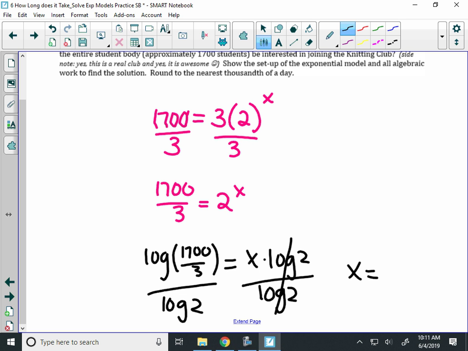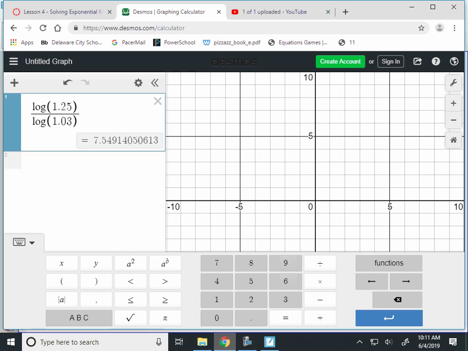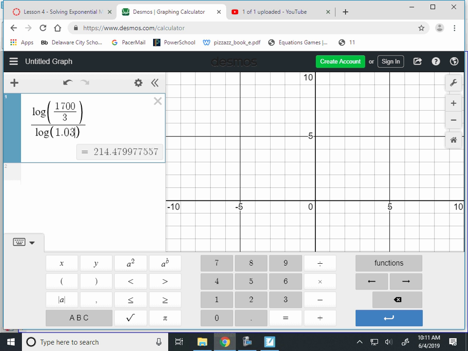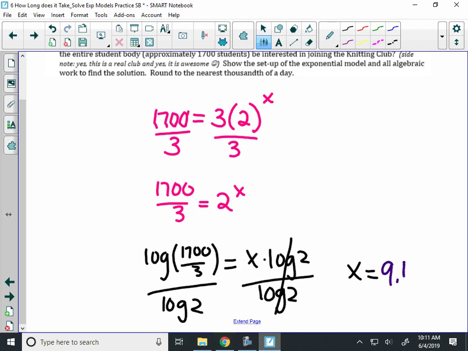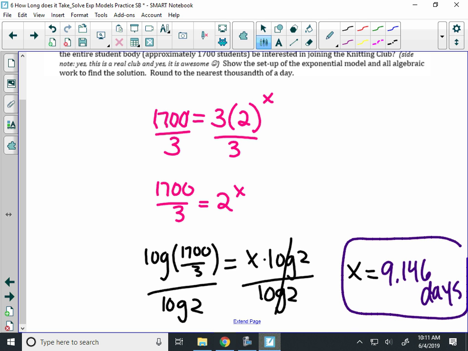So we'll type this in. Log of 1,700 divided by 3, divided by log of 2. Looks like it's going to take 9.146 days until the whole school wants to be in knitting club.